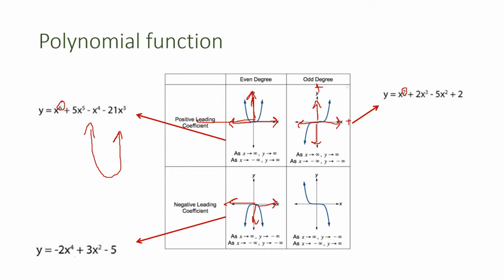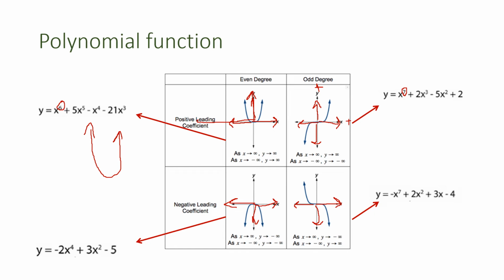As x goes to negative infinity, y would go to negative infinity. But when we have an odd degree, it will always start from the negative direction. So when x is positive infinity, y would be negative infinity, as you can see here. As x is positive infinity, y is negative infinity, and as x is negative infinity, y would be positive infinity. So this is what the graph says.